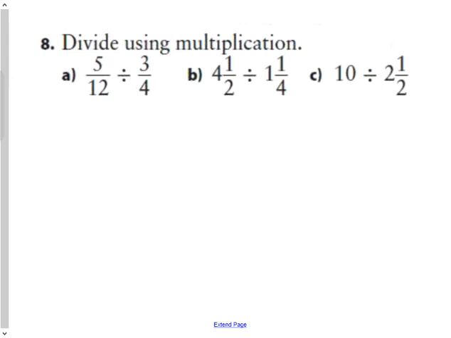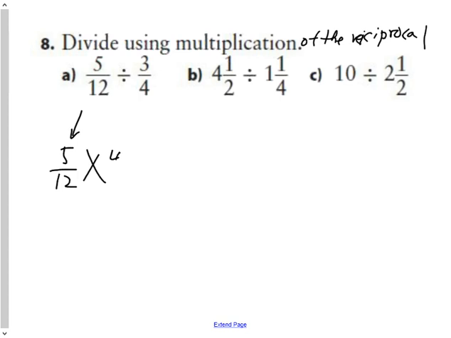Our second method asks us to divide using multiplication. And really what it should say is divide using multiplication of the reciprocal. So the rule for division using multiplication is keep your first fraction, change it to multiplication, and use the reciprocal or the flip of the second fraction. Since 3/4's reciprocal is 4/3, we're going to have 5 over 12 multiplied by 4/3.